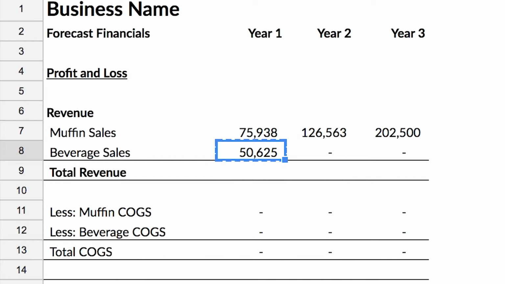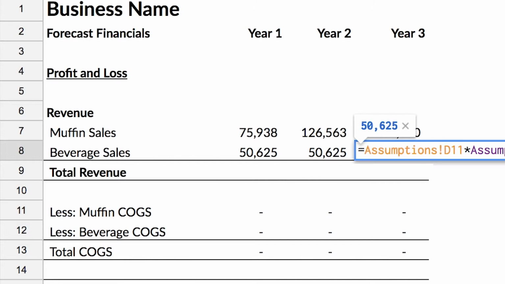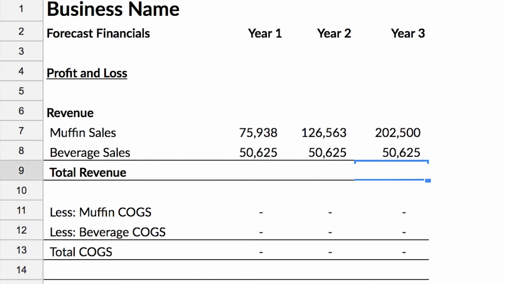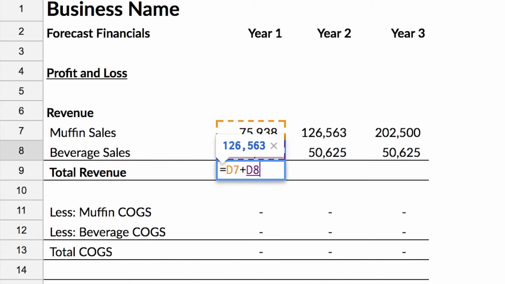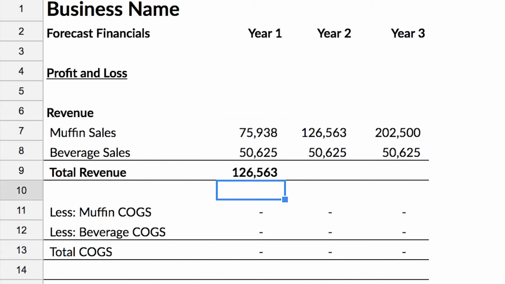Again, we want to copy that formula over for year 2 and year 3. And because all of our assumptions are the same, that revenue line is flat. Total revenue, you just need to add up your muffin sales and your beverage sales. So equals muffin sales cell plus the beverage sales cell. And that's your total revenue, $126,500.